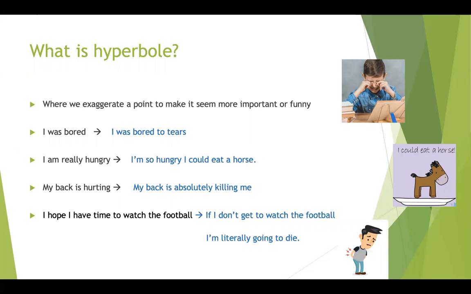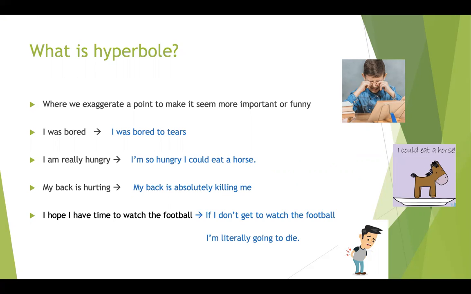So, for example, instead of saying something like, "Oh, I was bored," we might say, "Oh, I was bored to tears." Well, actually, you weren't. You didn't actually start crying because you were bored. But what it does is it makes its point seem more exaggerated. The second example we have is one that we hear quite a lot, which is, "Oh, I'm feeling really hungry." Well, actually, if we had hyperbole, it would be, "Oh, I'm so hungry I could eat a horse." Well, you couldn't actually eat a horse, but it's just a way to say how hungry we really are feeling.